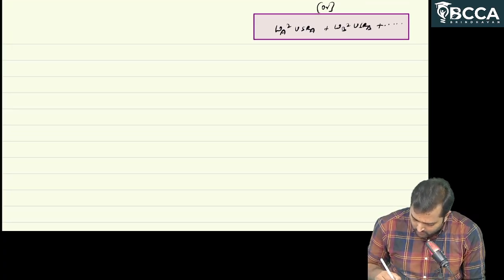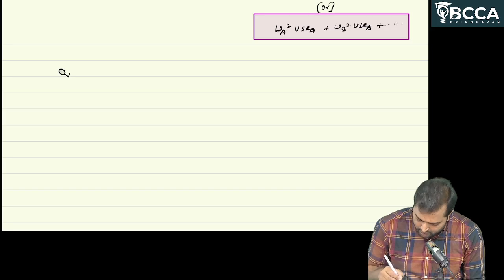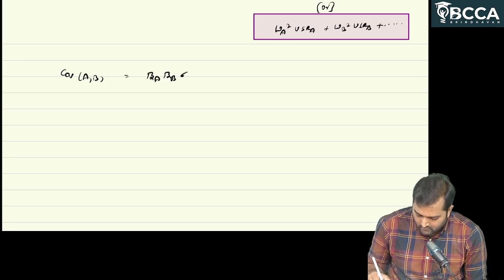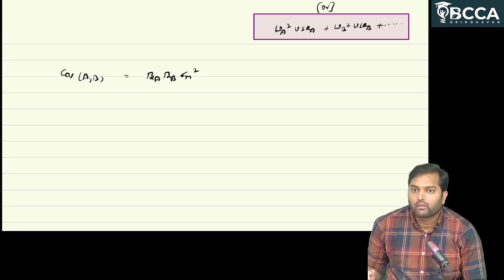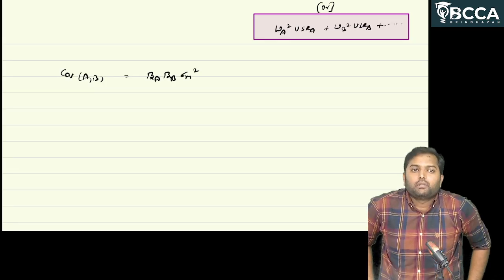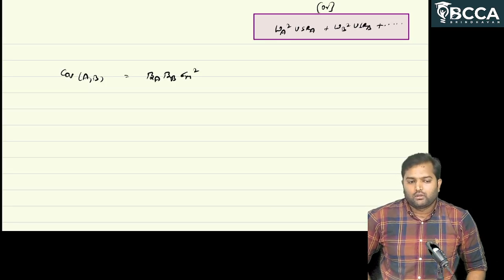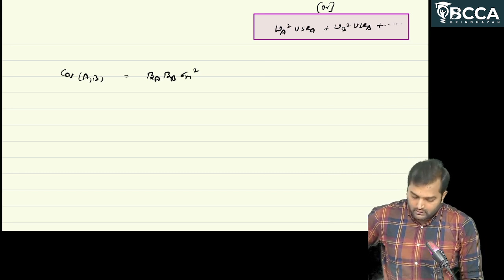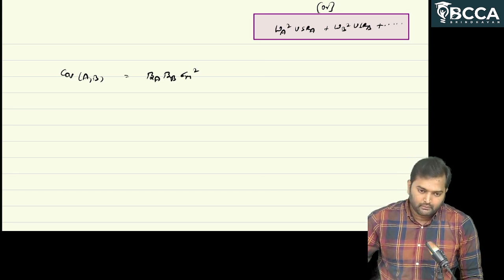Another formula: covariance of A, B equals beta A beta B sigma M square. So these are the formulas we have learned in portfolio management.